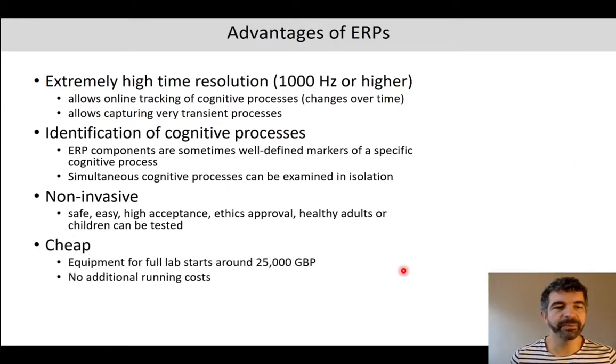It's also cheap, so the equipment for a full lab starts around 25k pounds, and there's hardly any additional running costs apart from buying some gel and maybe cleaning some towels for participants after they wash their hair in the lab.